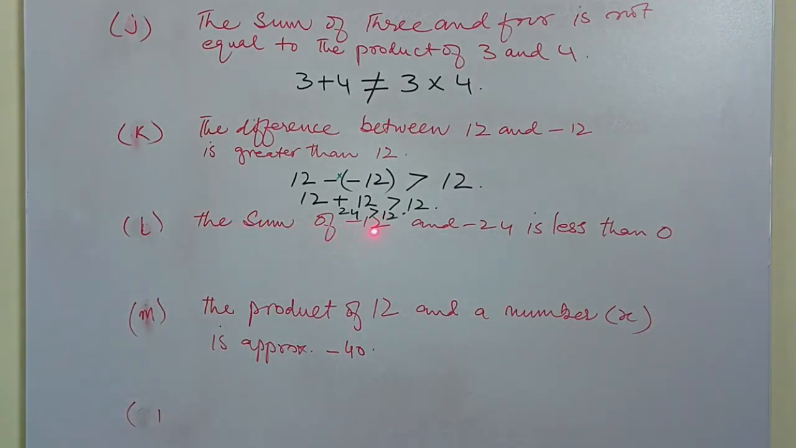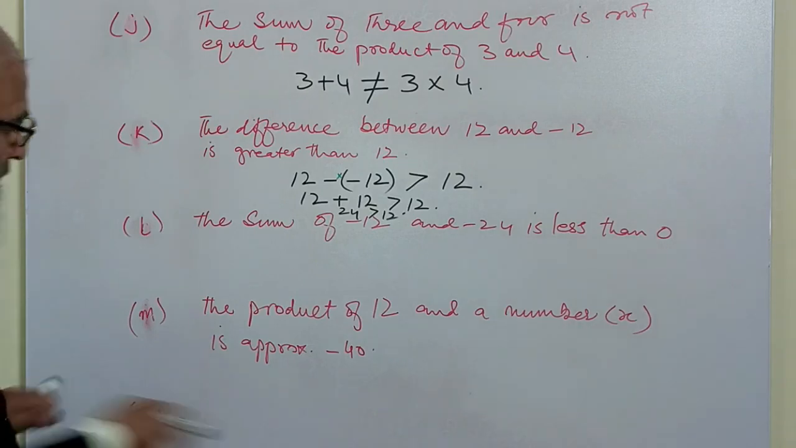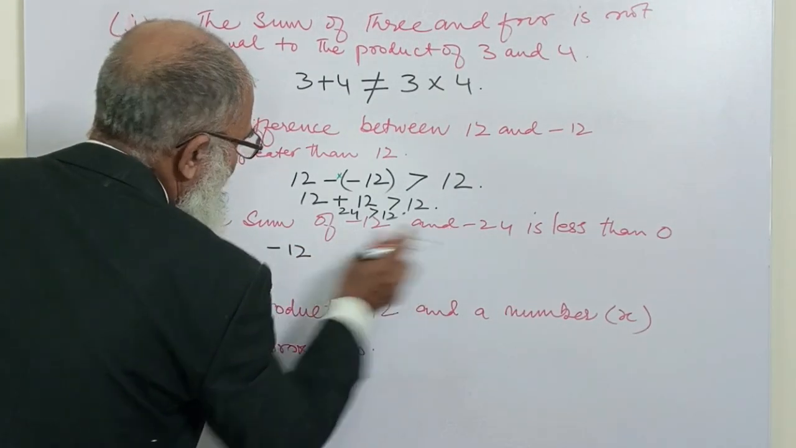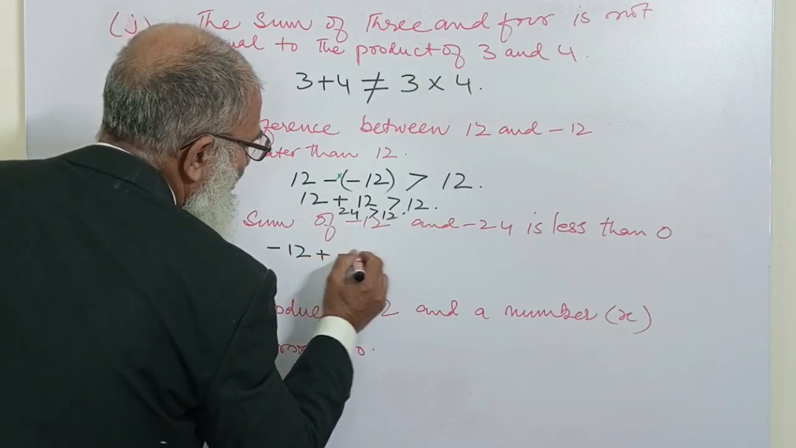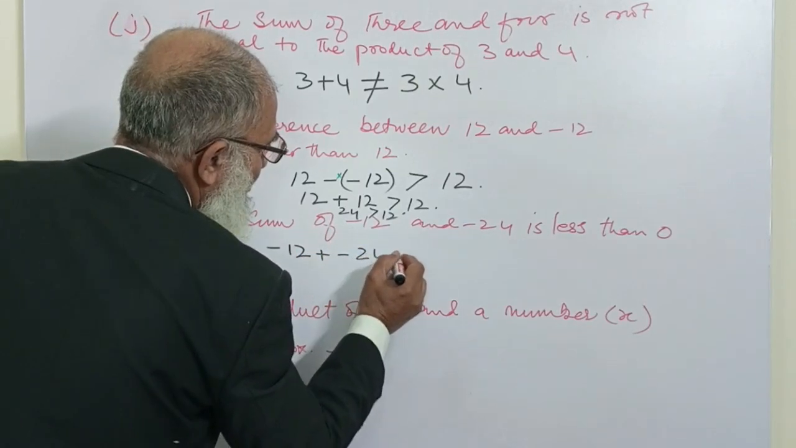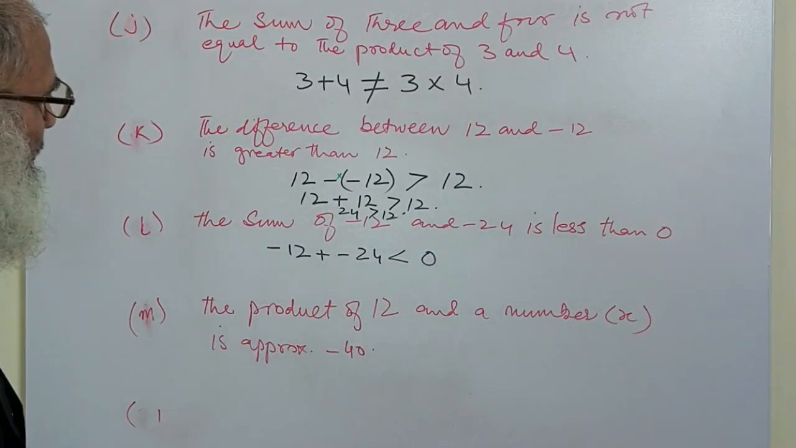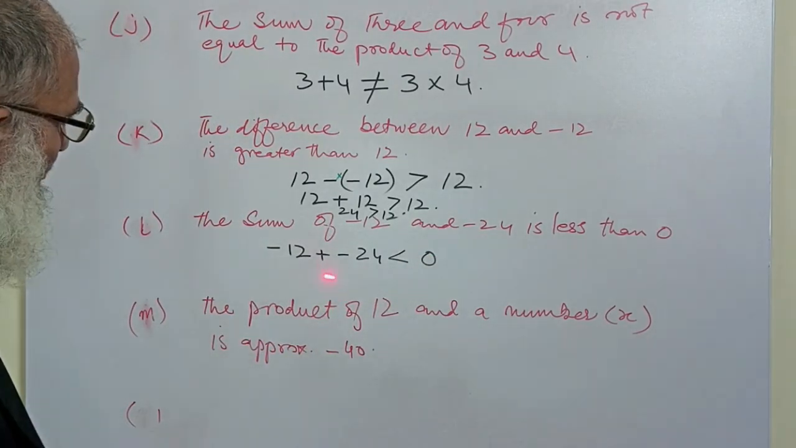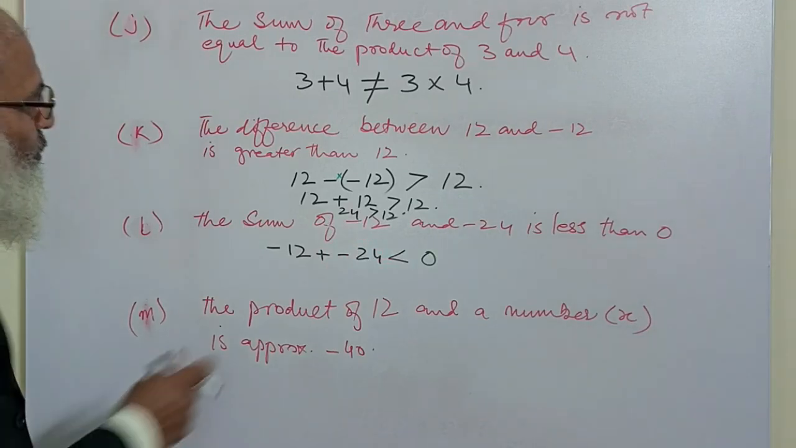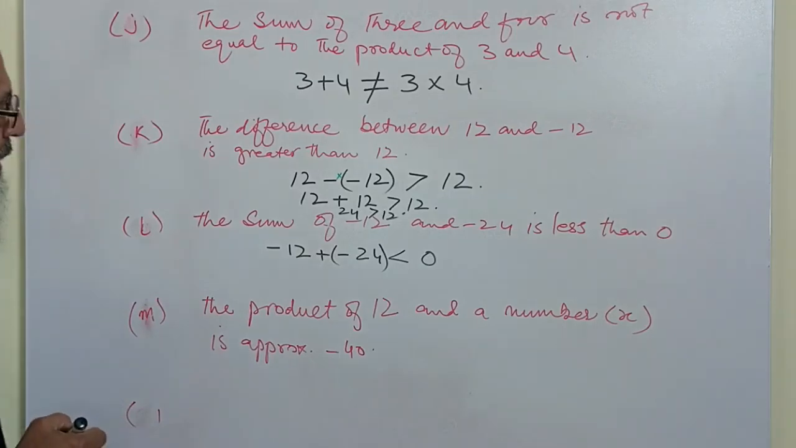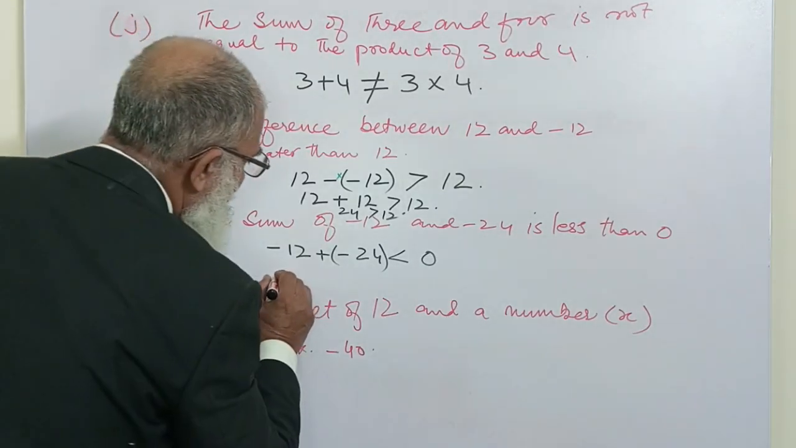The sum of minus 12 and minus 24 is less than 0. Minus 12 plus minus 24 is less than 0. Here again you see the same situation has occurred. So what we do, we enclose this second number in parentheses and then we'll solve it.